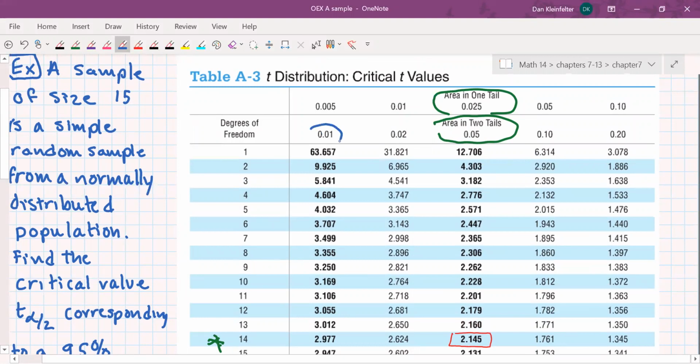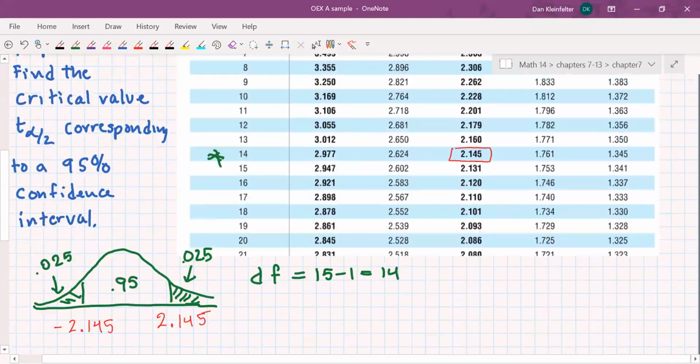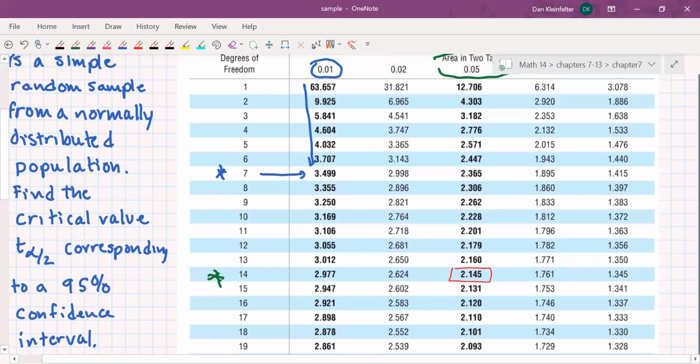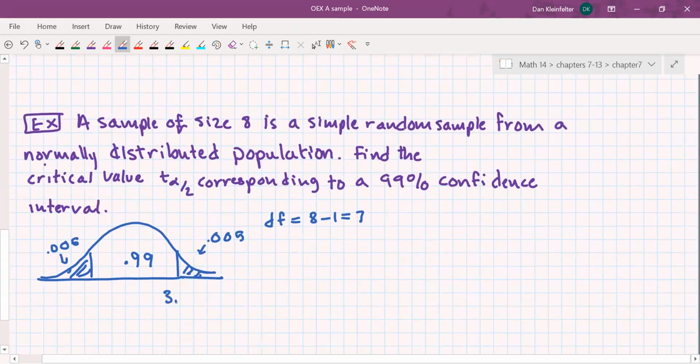So that's the first column. Our degrees of freedom was 7, so we'll go down to row 7. And where those two meet, 3.499. So our cutoffs are at 3.499 and negative 3.499. Our T 0.005 is going to be 3.499.